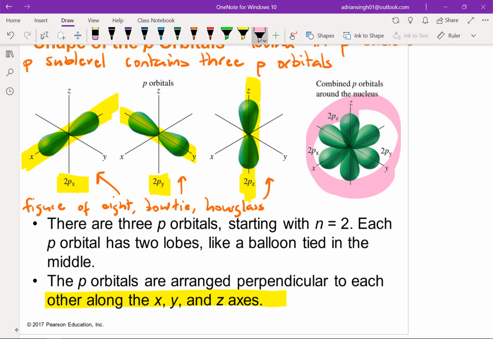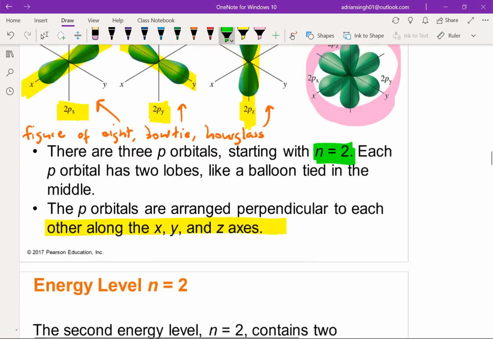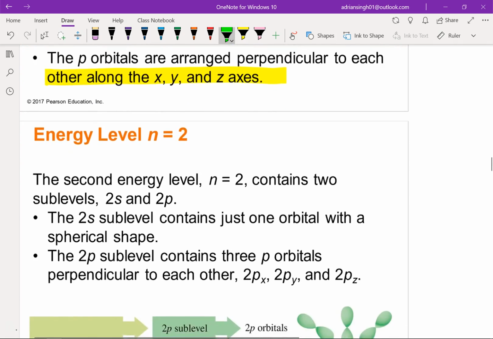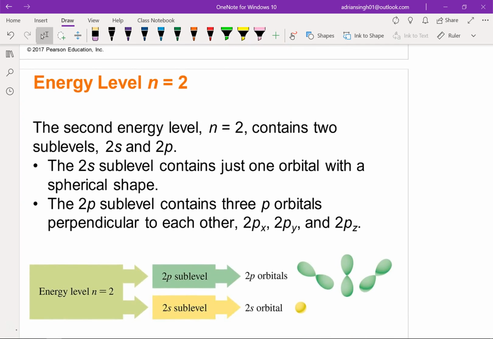So those are the p orbitals that are found in the p sublevel, and we start encountering the p sublevels when we get to the n equals 2 energy level and higher. So in the n equals 2 energy level, as we saw previously, we're going to have the 2s and the 2p sublevels.